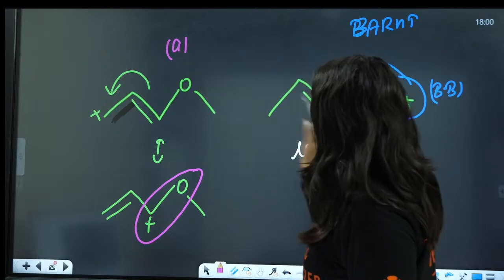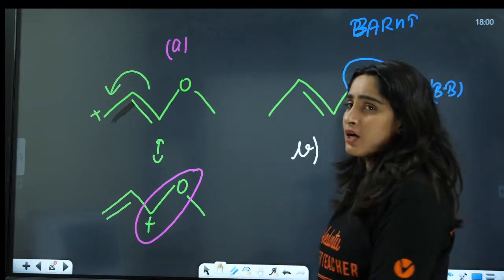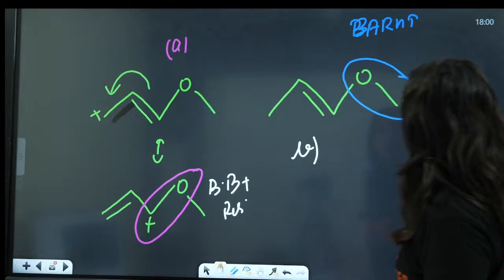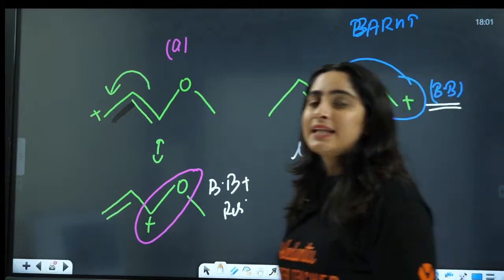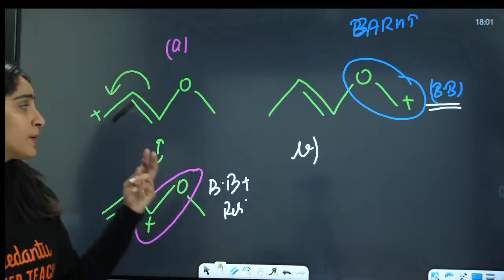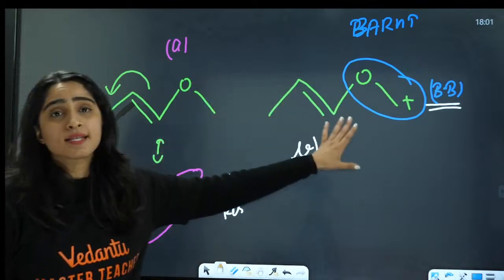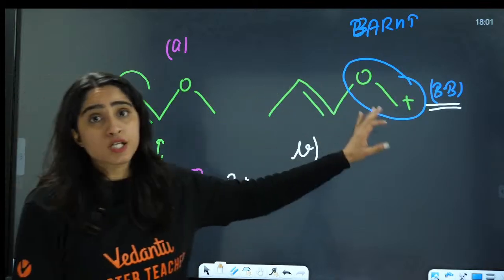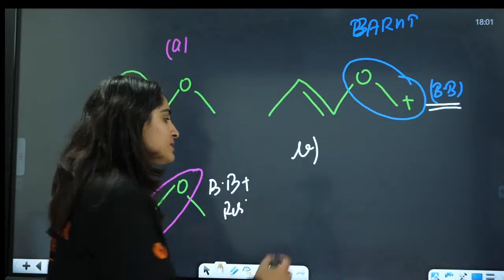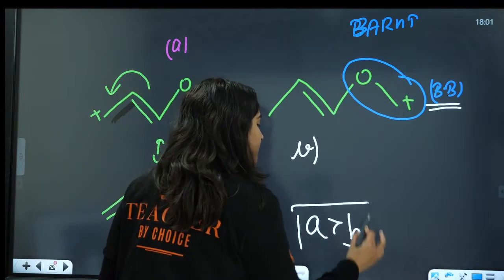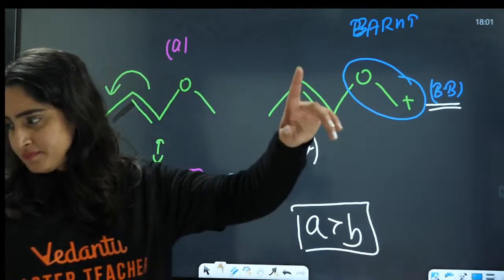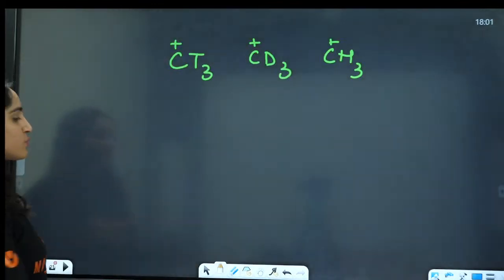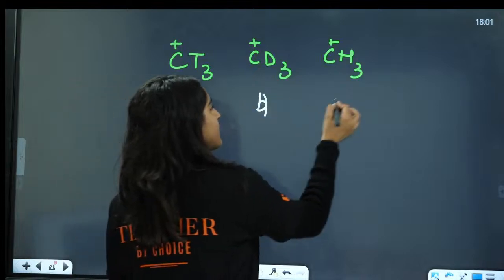You have this A structure and this B structure. In A, you have back bonding plus resonance. In B, you have just back bonding. That means A is more stable than B, because here we have two factors and in this case just one. Understood, everyone? So now let us jump to another, that is A, this is B, and this is C.